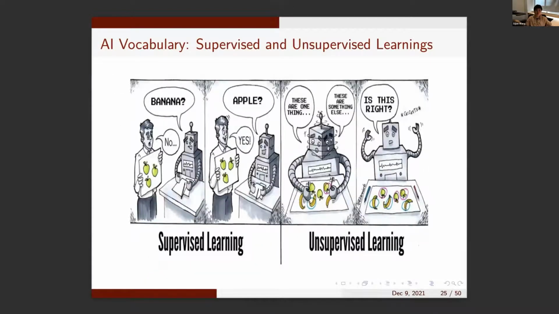And two other terms that appear quite often in AI are supervised learning and unsupervised learning. Supervised learning just means we have a teacher to teach the model what is right and what is wrong. But for unsupervised learning, that means we do not have any gold standard. We just want to find some patterns in the data.